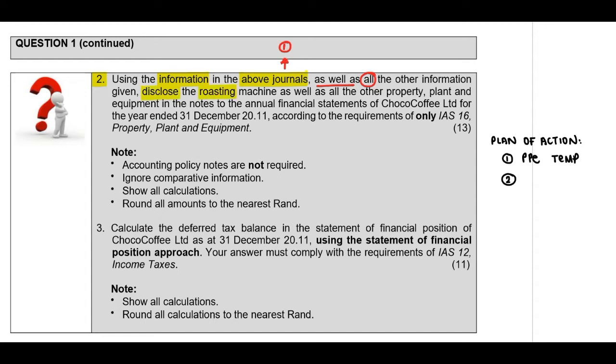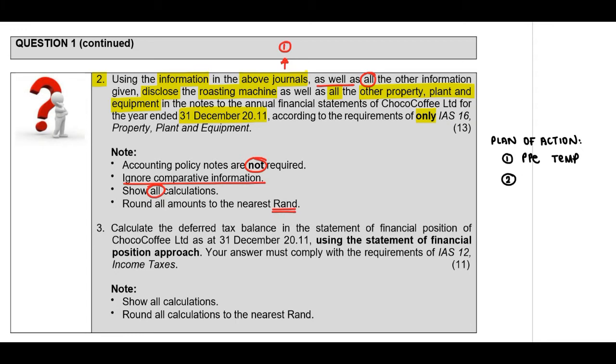Disclose the roasting machine as well as all the other property, plant and equipment in the notes to the annual financial statements of ChocoCoffee Ltd for the year ended 31 December 20.11 according to the requirements of only IAS 16. Please note, accounting policy notes are not required. Ignore comparative information. Show all calculations, round all amounts to your nearest rand.